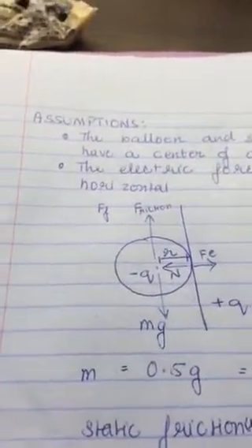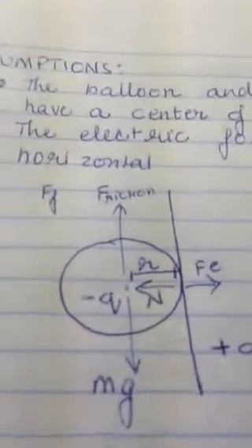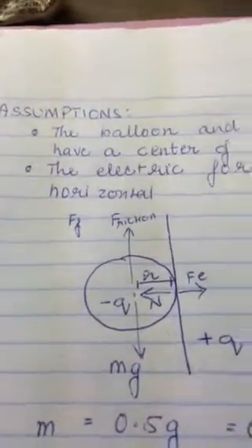Hello. In this problem, I'll show an estimation on how much charge can be transferred when a balloon is attached vertically to a sweater by static electricity. So before making the estimation, the following assumptions are made.